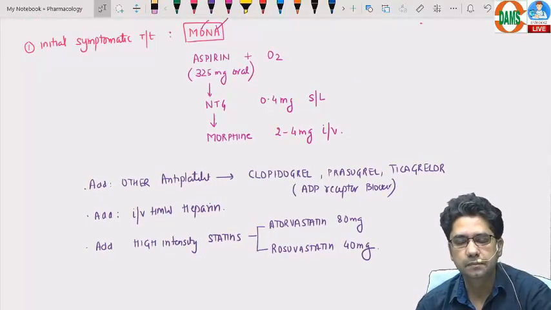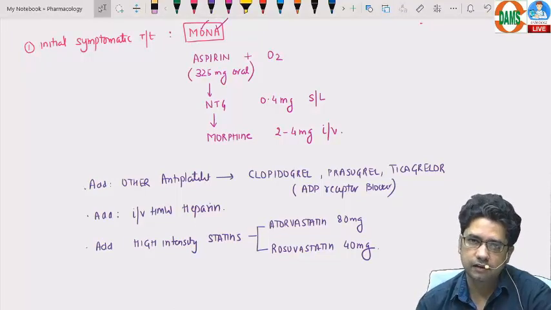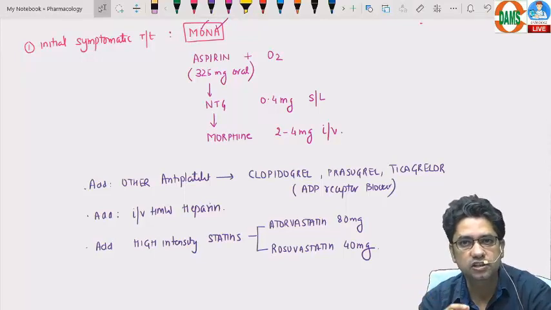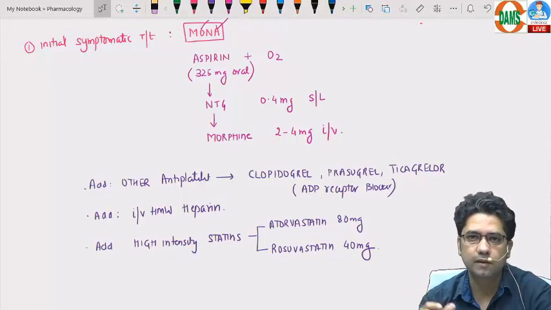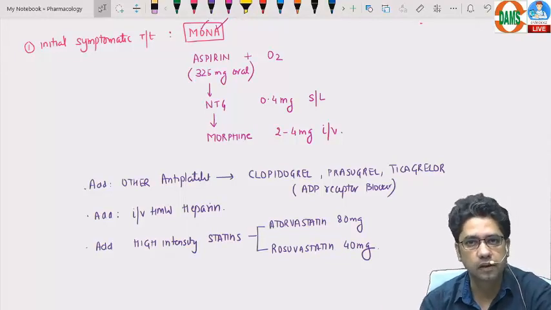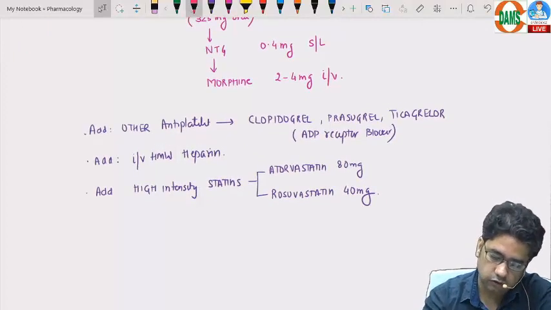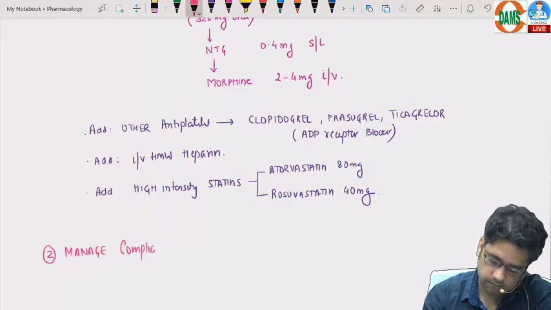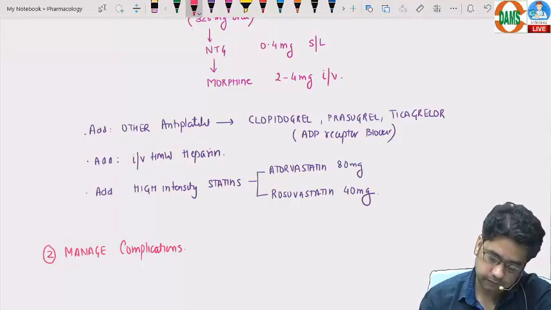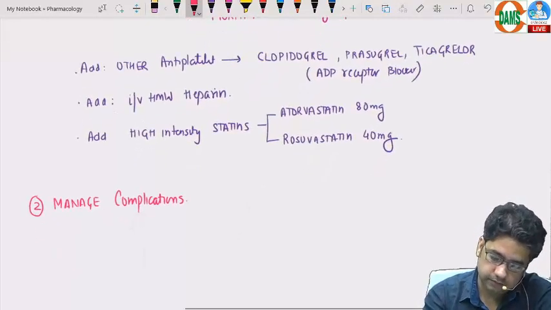Now the patient is stabilized. After MI, remember, death does not happen from MI. Death is because of complications of MI. Death is not because of MI. MI is a tissue damage. Death is because of complications of MI. So the second thing you have to do is manage complications which may arise.